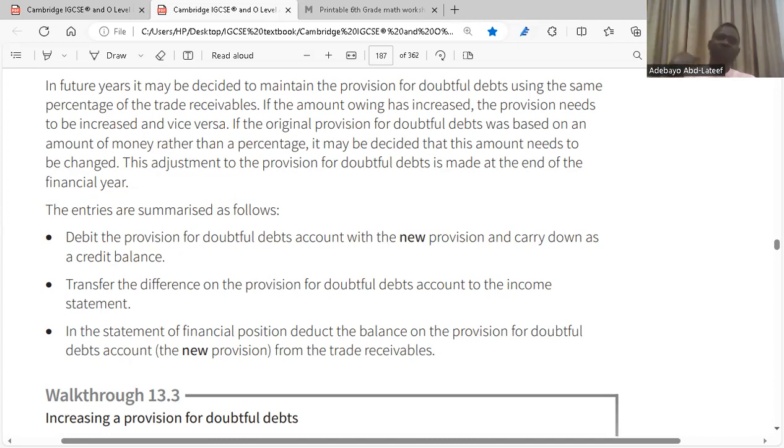So if you change it, it's like it used to be 400, and now you're going to increase it to 600. So your provision for doubtful debt account will have 600 now as the new value on the debit side, and on the credit side, you have the balance carry down for the old one. Then you write income statement of 200. Is it clear? Yes.